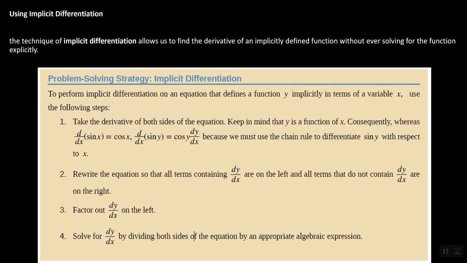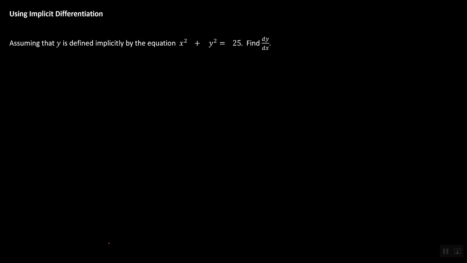The process of implicit differentiation can be summed up in 4 steps. First step is take the derivative of both sides of your equation. Second step, rewrite the equation so that you can isolate all of the dy/dx terms. Sometimes you'll need to factor out your dy/dx before you can solve for dy/dx. Let's try an example. Working with that same equation of a circle that we had in the previous slide, I can take the derivative of both sides of my equation.